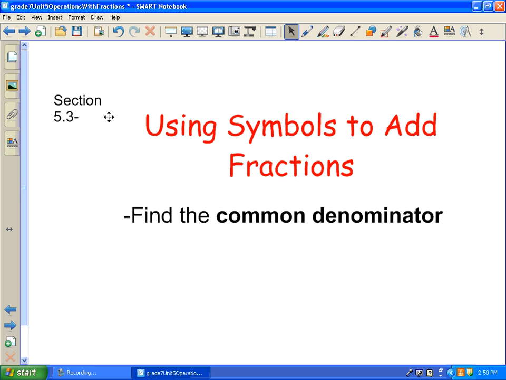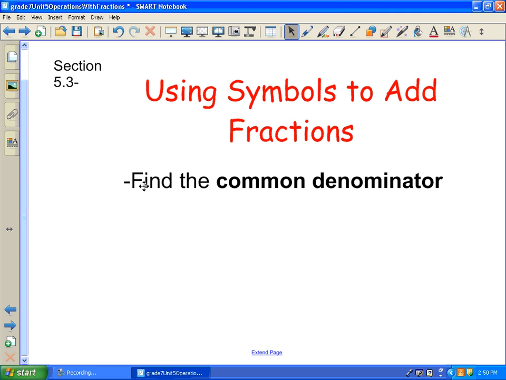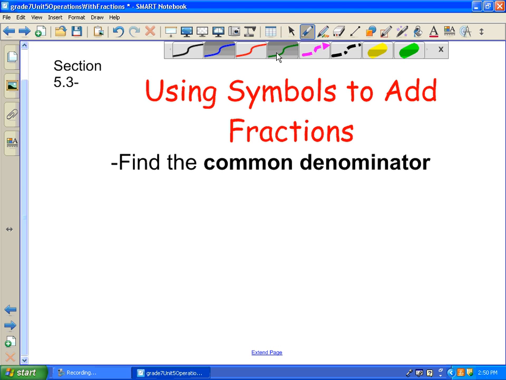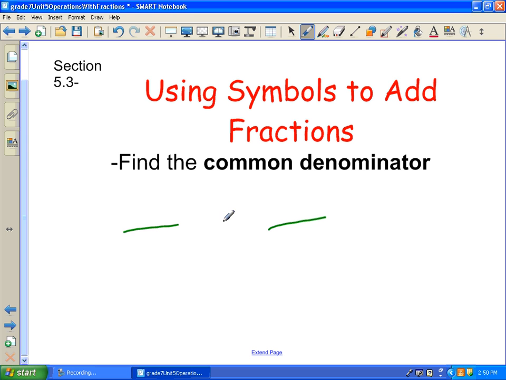Section 5.3, using symbols to add fractions. The easiest way to do it is to find the common denominator. In other words, the bottom of the fraction is what you're going to have to find. So when you're adding, if the bottoms are the same, it's really easy to do. You just simply add up the tops.